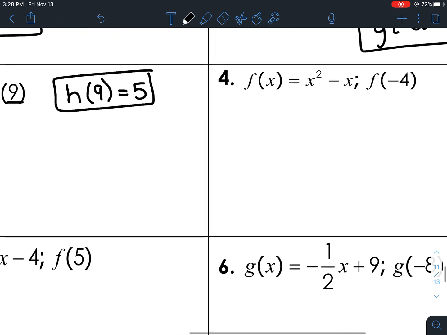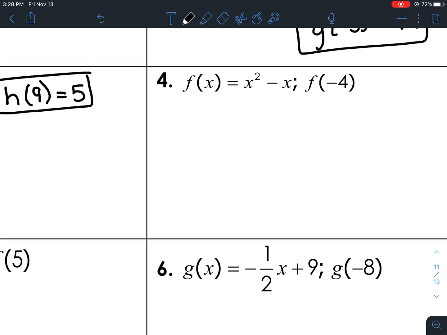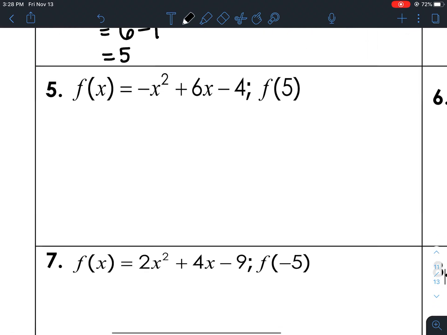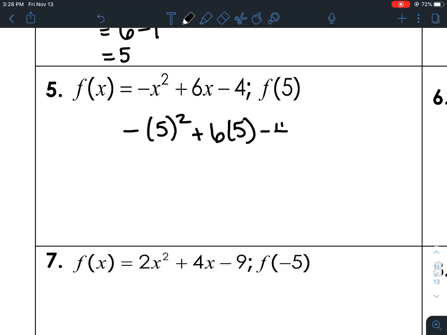I'm going to give you the answer here for 4. 4, you're going to have f of -4 equaling 20. I'm going to go over 5 with you, so we're going to plug in 5 in for x. So I have -5 squared plus 6 times 5 minus 4.